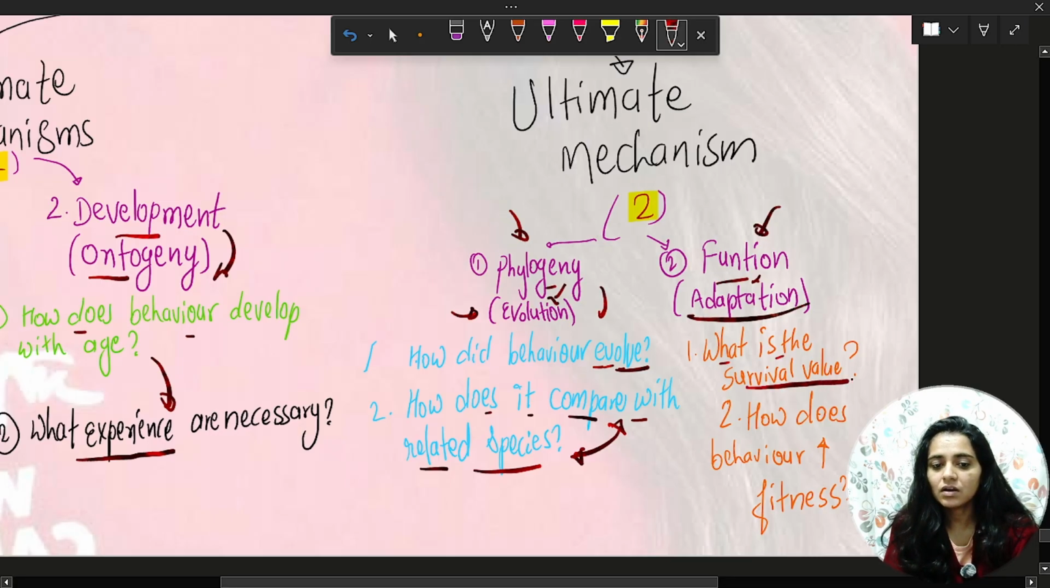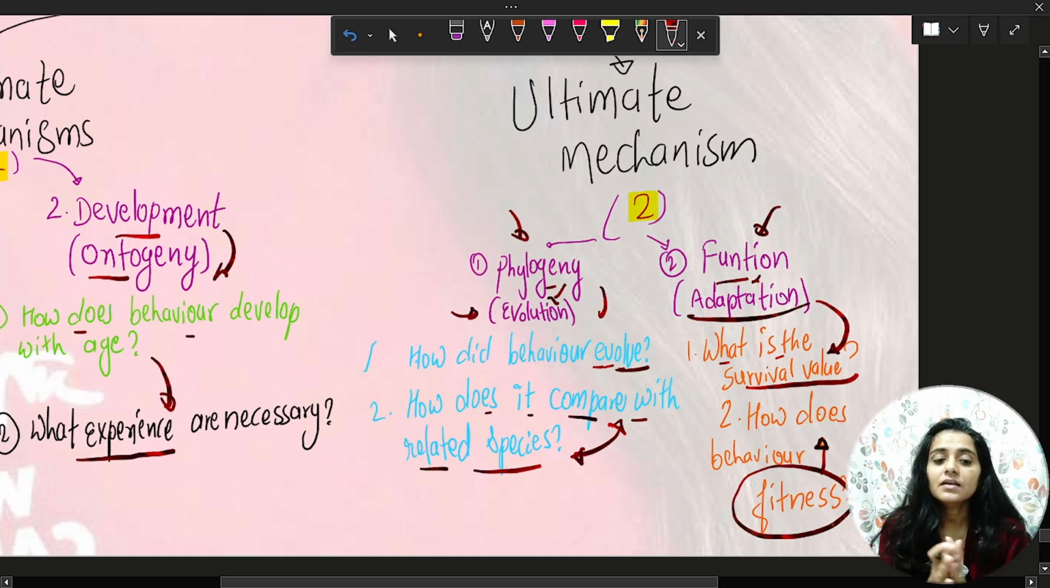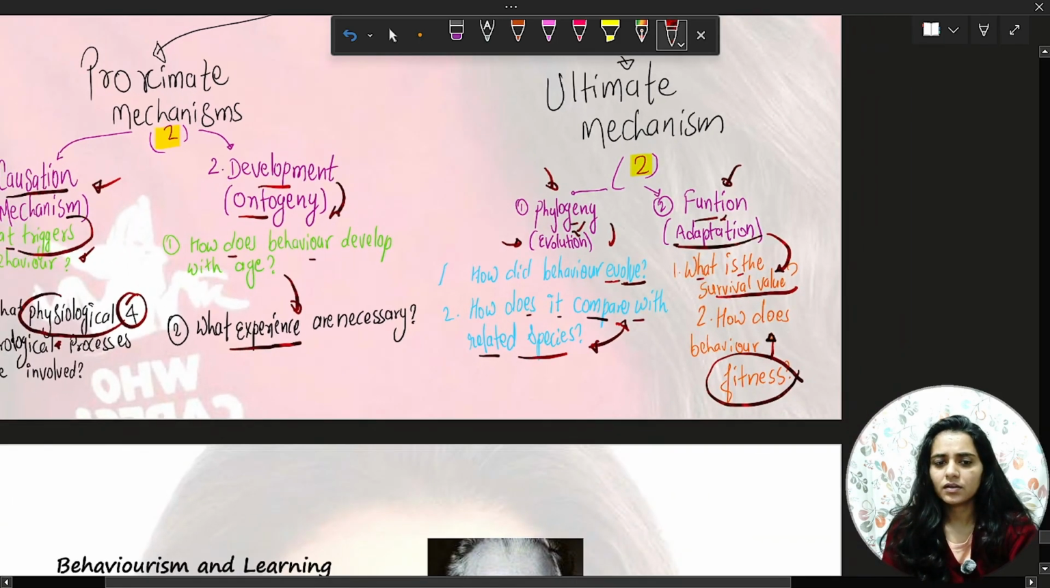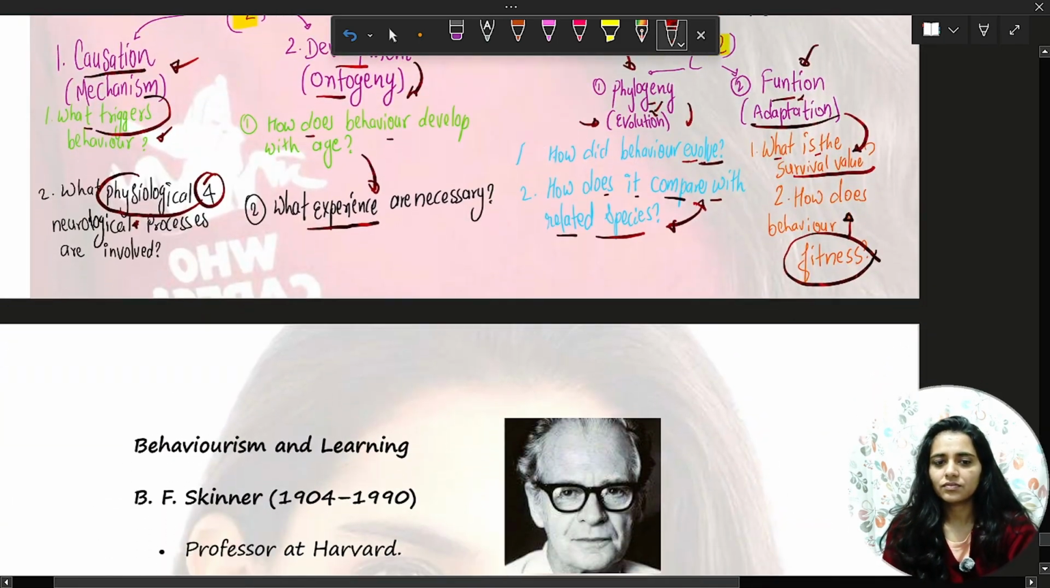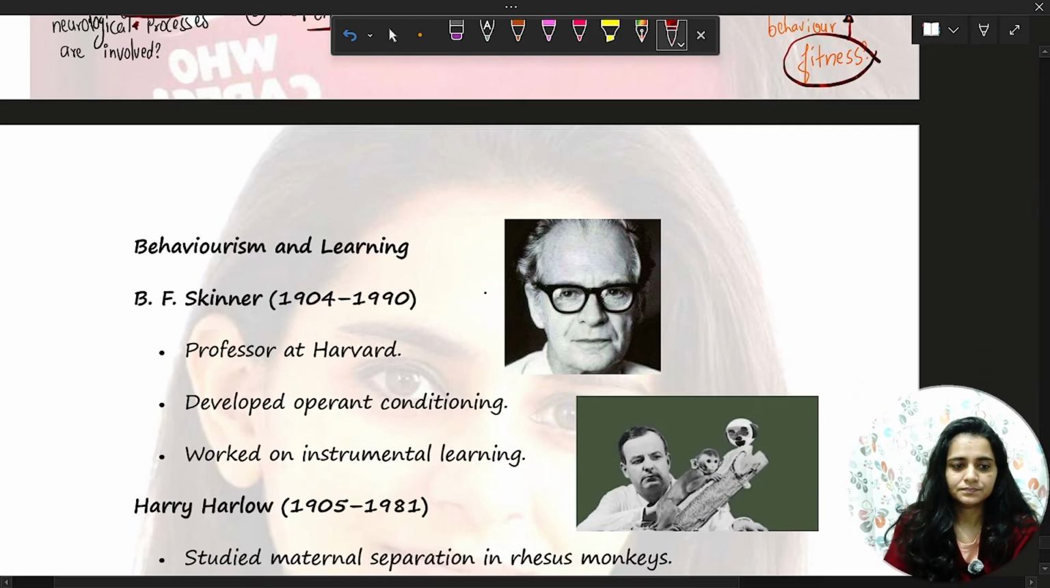And what is adaptation? What is the survival value? It's connected with survival, and how that behavior increases their fitness in a particular environment. These are the questions asked by Tinbergen. If we don't ask questions about what we are doing, then we are doing things cluelessly. Why are we doing it? What is the purpose of doing it? So we can find the answers to those questions.